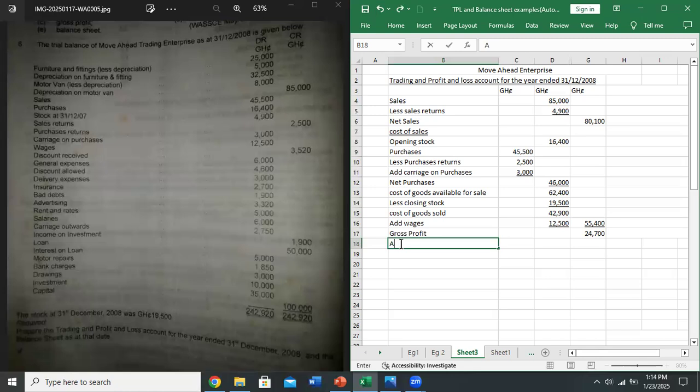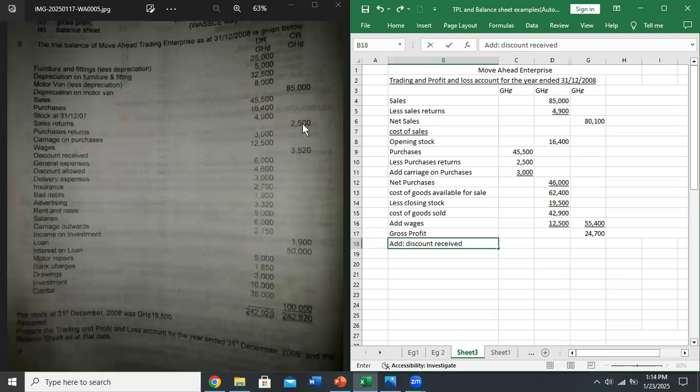So we add the first other income. Yes, please assist me to get the figures. That'll be the discount received. That's the first one. Like I tell you always, your income should be at the credit side. So you go and pick the figures there.